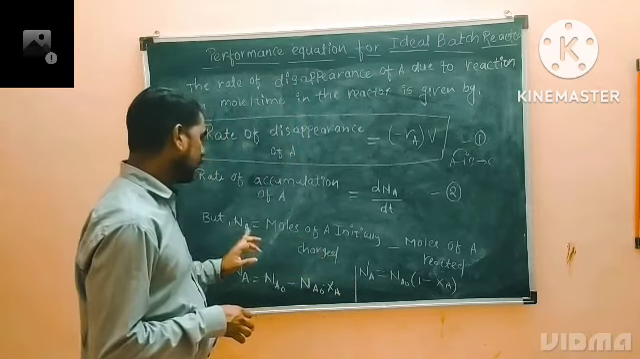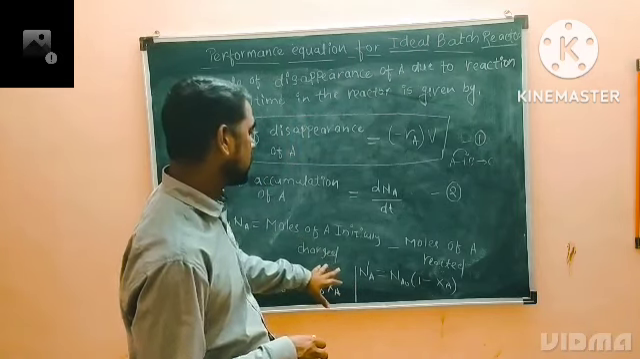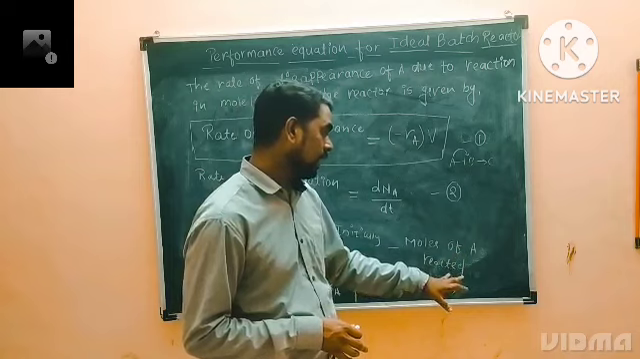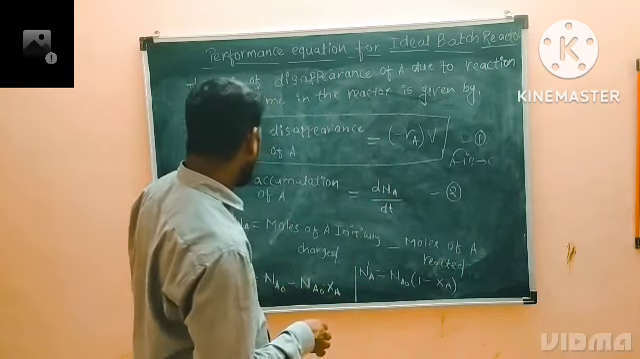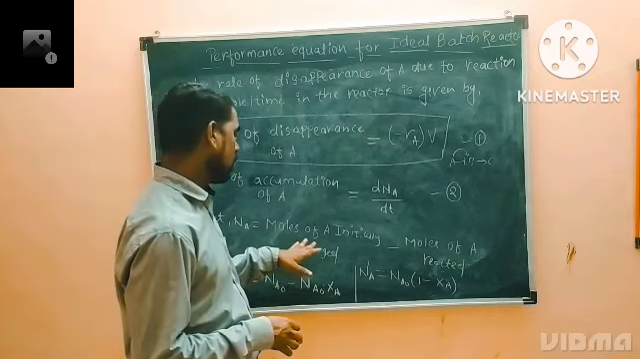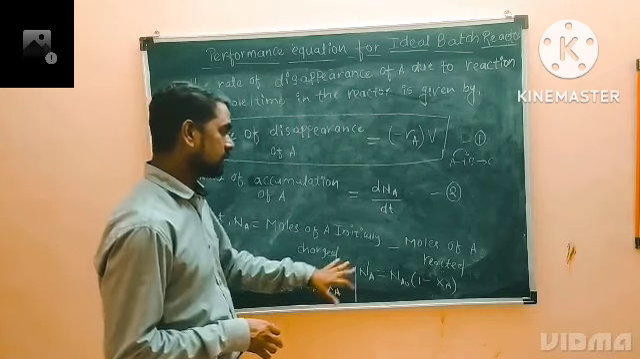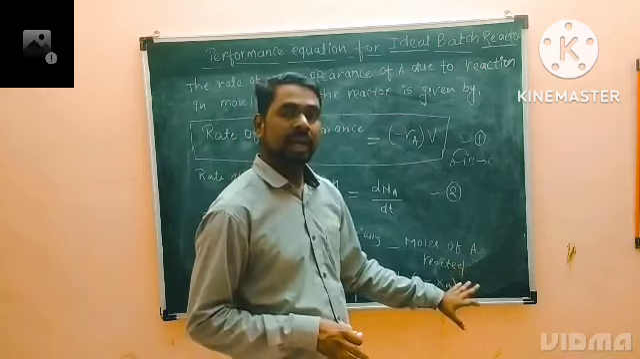Now NA is equal to moles of A initially charged minus moles of A reacted. This is the important part of the substitution. NA is equal to moles of A initially charged minus moles of A reacted.